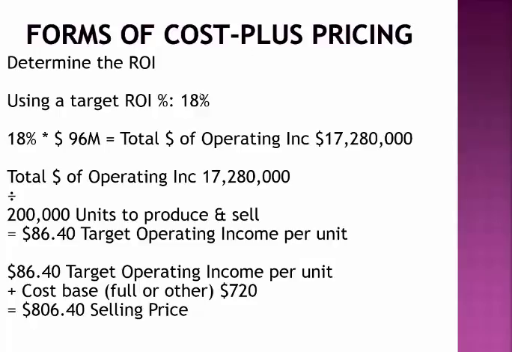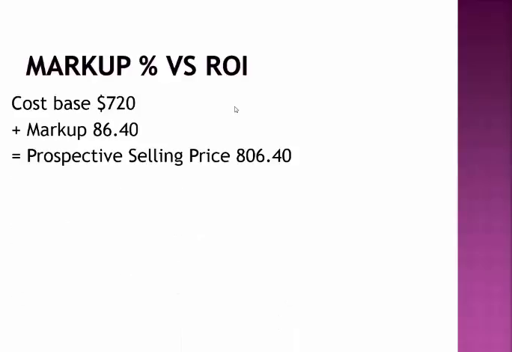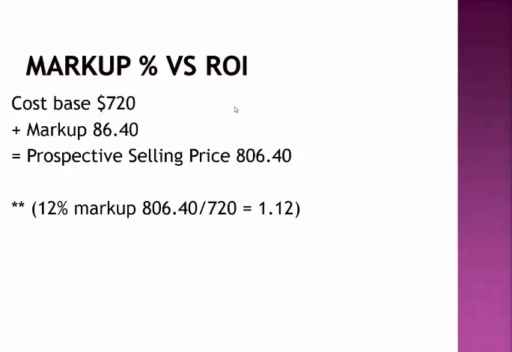And again, the ROI here is 18%, but the markup is not 18%. How can you go about calculating that information? Our cost base is $720. We're adding $86.40 to that. Therefore, our prospective or starting point selling price is $806.40. And if you take $806.40 and divide it by 720, the cost base, you would get 1.12, which is marking it up to 112%, or a markup of 12%.